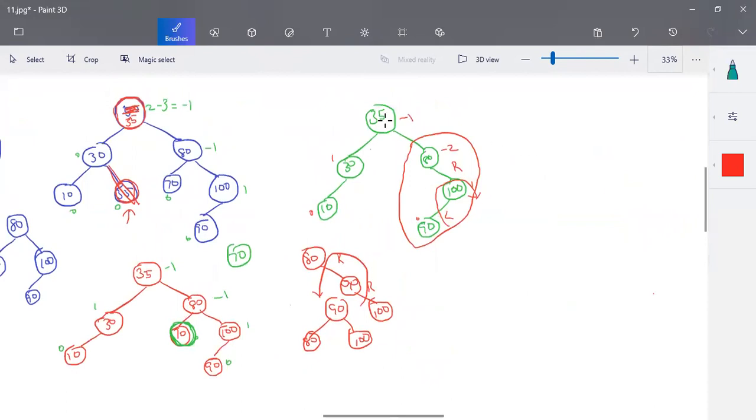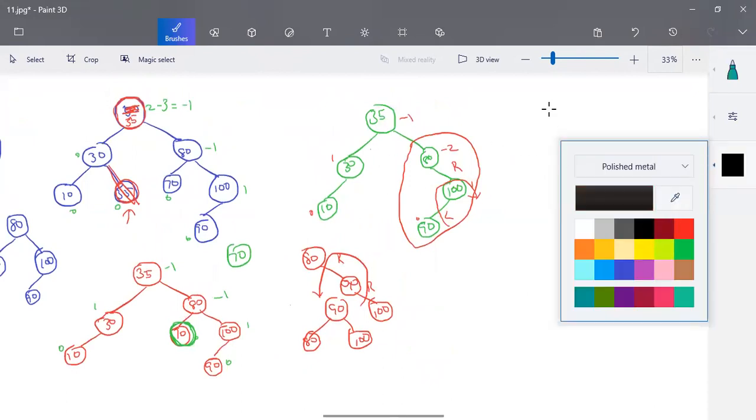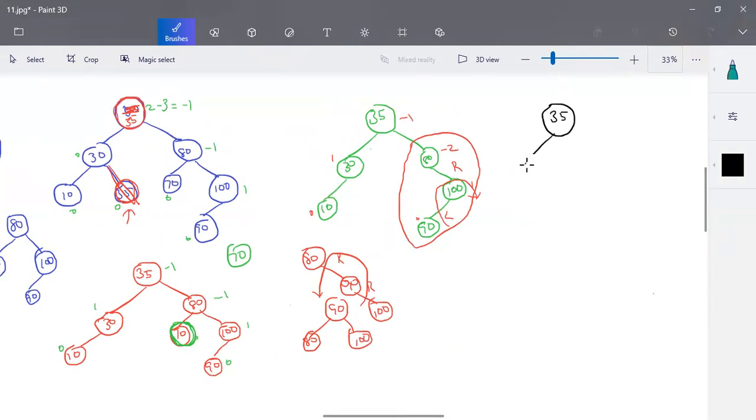Okay, so the final tree structure for this will look like this: we'll have 35, 30, 10 as it is. And in this case, you'll have 90, 80, and 100. Okay, so this is after the deletion of node 70 from this tree structure. Now calculate the balancing factor here. So here it is 0, here it is 0, 0. And for this node, height of left subtree is 1, height of right subtree is 1. So it is 1 minus 1, 0. And for 30, height of left subtree is 1 and height of right subtree is 0. So it is 1. And for 35, it is 0.